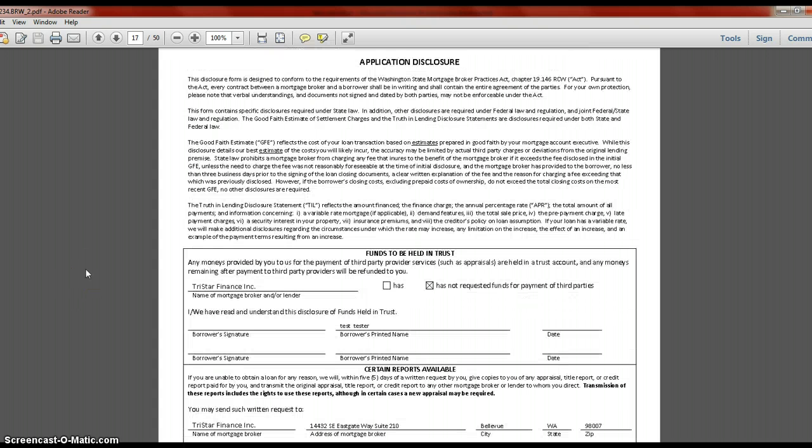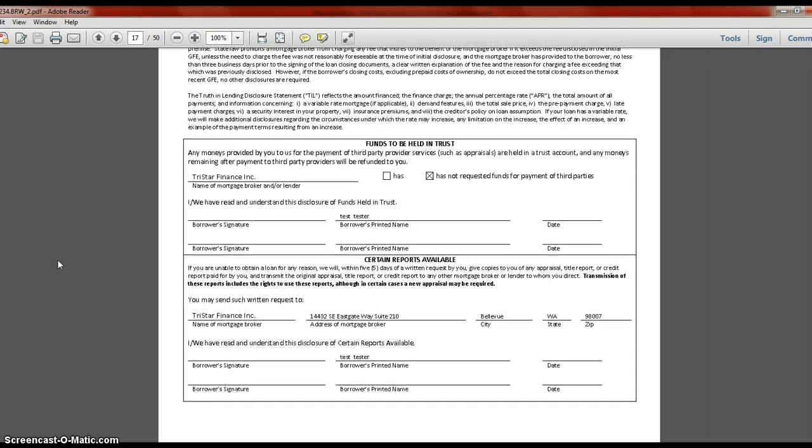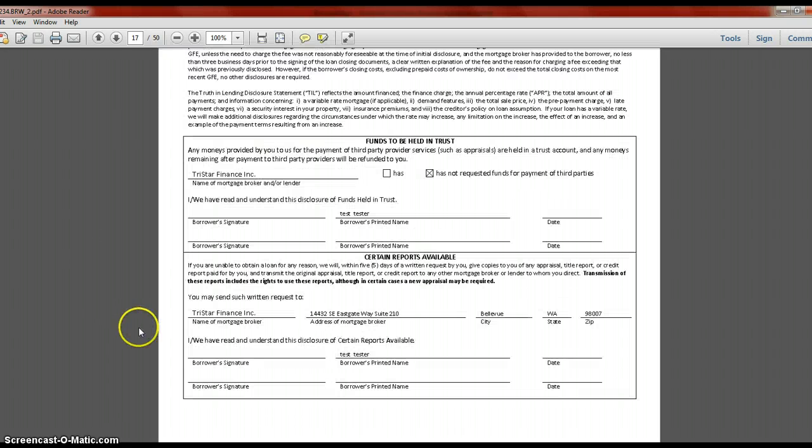And this is just the application disclosures. You sign here. This is like if we do trust fund accounting, which we never do. We don't collect funds for any third party fees on your behalf. You pay them directly unless it comes out of escrow, and then it's billed in escrow. And then this tells you about credit reports and things that are available to you because it's your right. And then you sign down here.